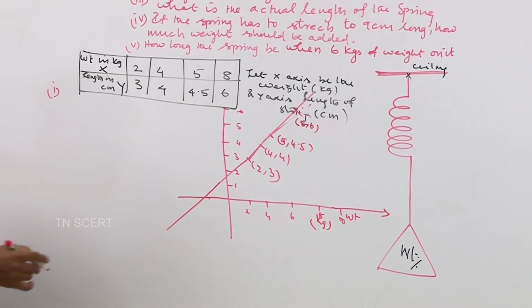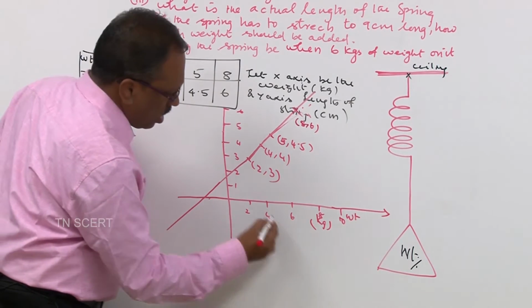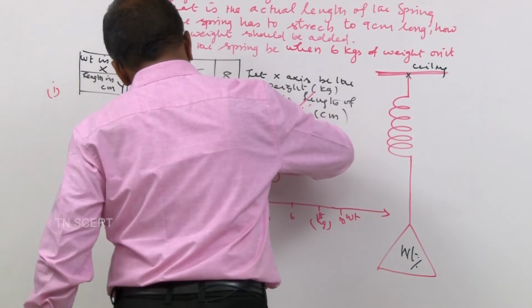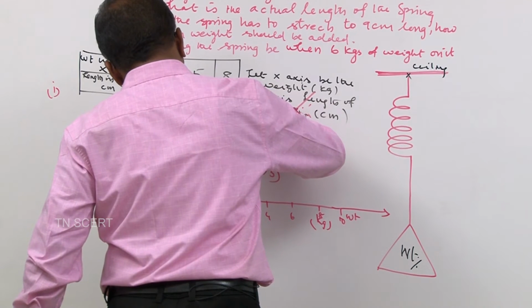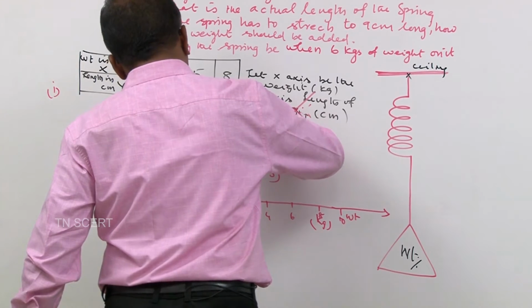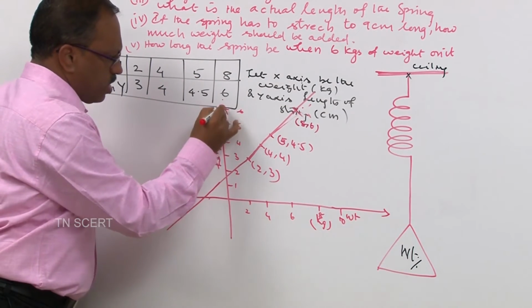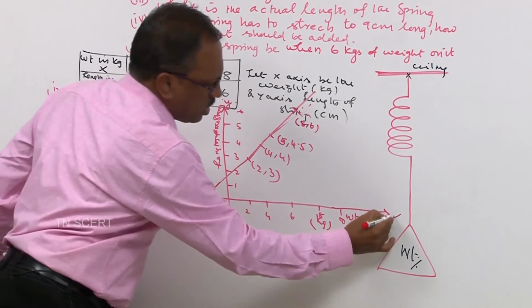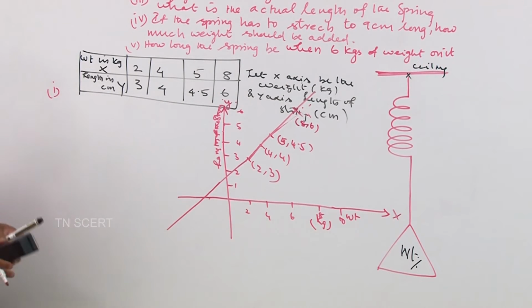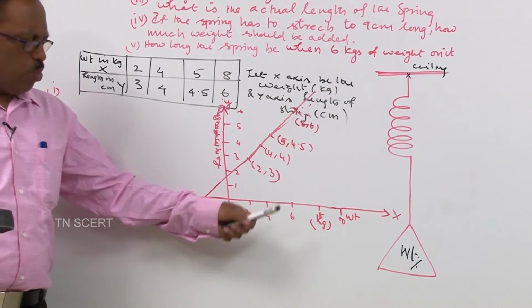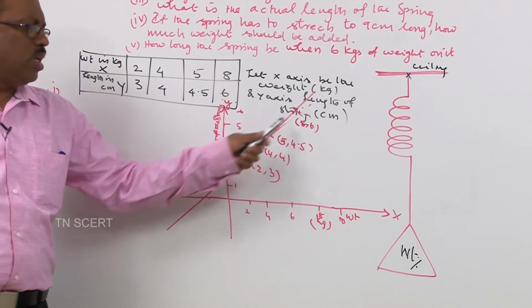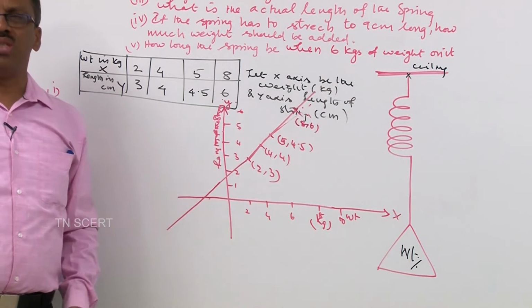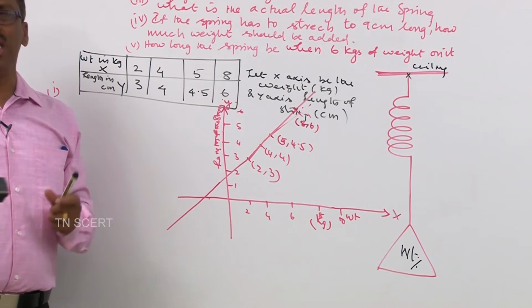The graph of this is weight and this is length of the string. Length of the string is the y axis, weight is the x axis. When you put load on the spring, obviously the length will increase. It is a linear equation. We got a linear equation.